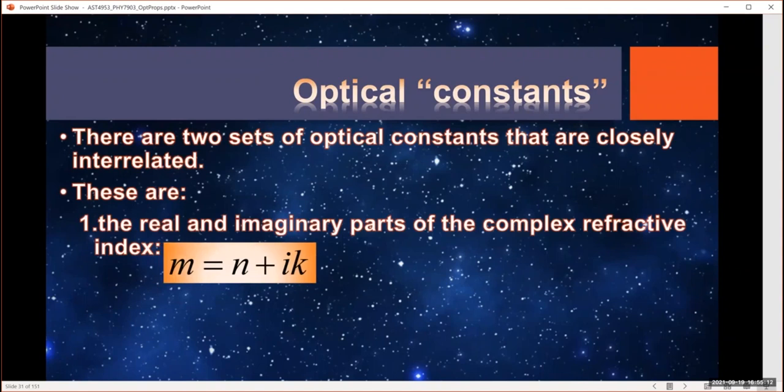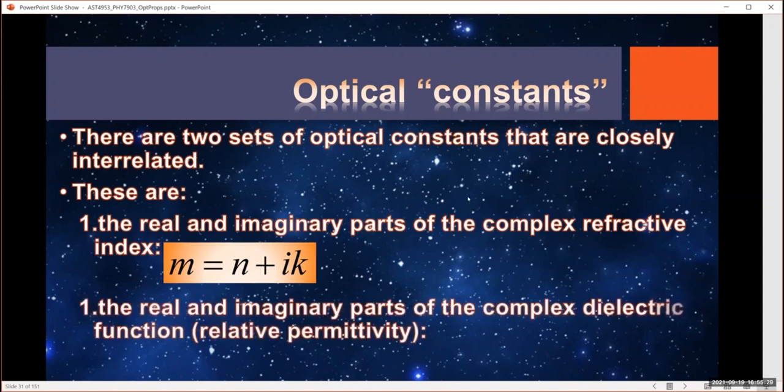Now, there are two sets of optical constants. And when I say constants, that's a term that seems to have become embedded in the literature. They're not really constants. These are functions. This is wavelength dependent. But there are two of them, and they are closely related. We have the real and imaginary parts of the complex refractive index and the real and imaginary parts of the complex dielectric function, which is basically the relative permittivity. So we'll be getting into this in a future video. And these two are interrelated, and that's going to be important for us to understand how the electric field of the light affects materials and how that manifests itself as the complex refractive index.